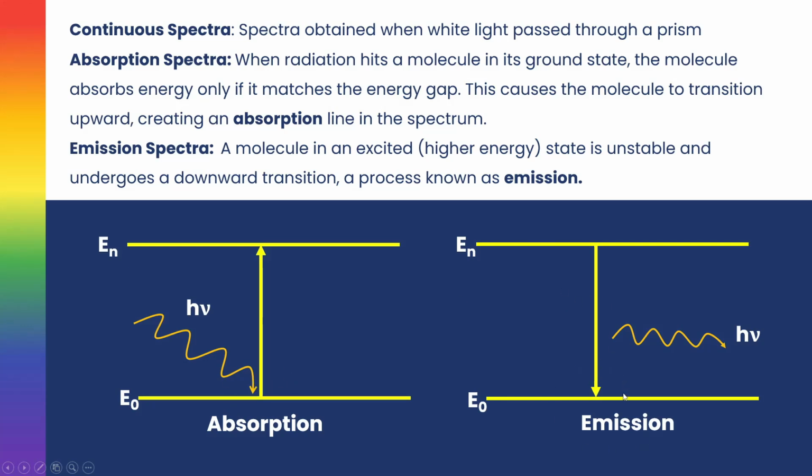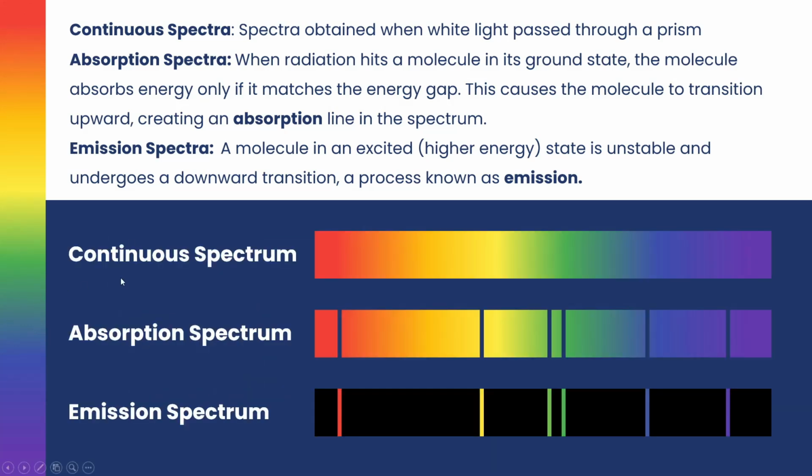Likewise, emission spectra: a molecule in the excited state, that is the higher energy state, is unstable. So it undergoes a downward transition from excited state to ground state. The process is known as emission. So this is the continuous, absorption and emission spectra. In the absorption spectra, the dark bands denote that some of the light is absorbed by the molecules. The bright lines denote that some of the light is emitted by the molecules.